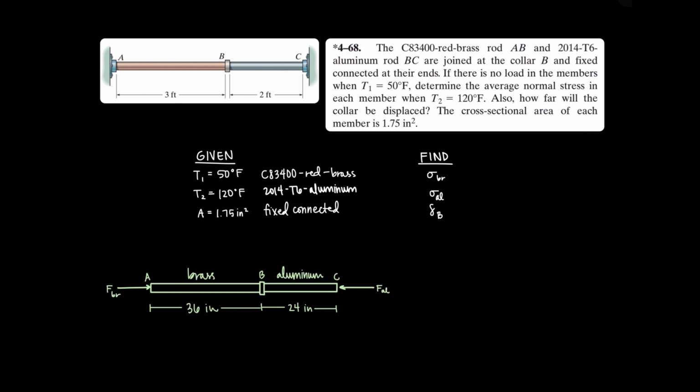In the free body diagram in the bottom left, we can see that the walls at point A and C exert forces on the rods to maintain equilibrium in the x direction. The wall at point A exerts a rightward force on the brass rod, and the wall at point C exerts a leftward force on the aluminum rod. Using the equilibrium equation, we see that the force on the brass rod is equal to the force on the aluminum rod, so we can simplify the force term to just F, which represents the internal axial force within the rods.